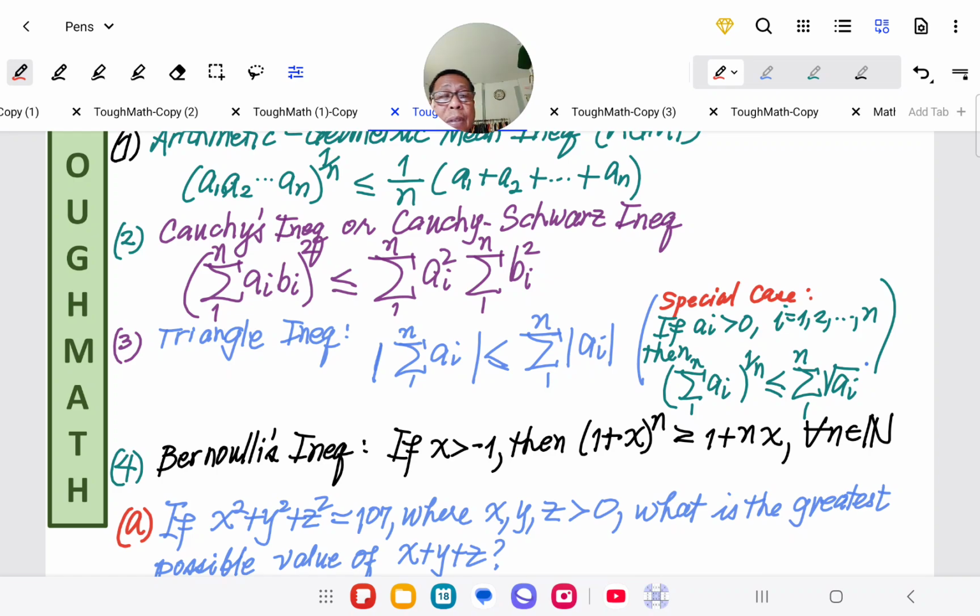A special case of this triangle inequality is when you have a square root. If a_i is positive for i equals 1 to n, then the square root of the sum of the a_i's is less than or equal to the sum of the square roots of the individual a_i's.